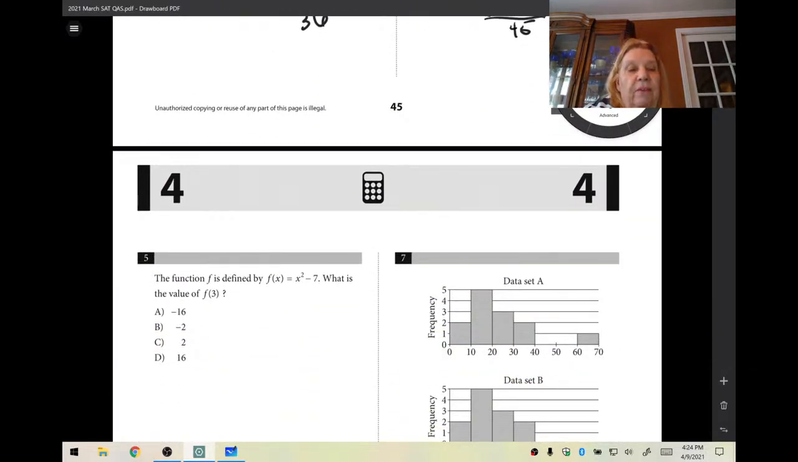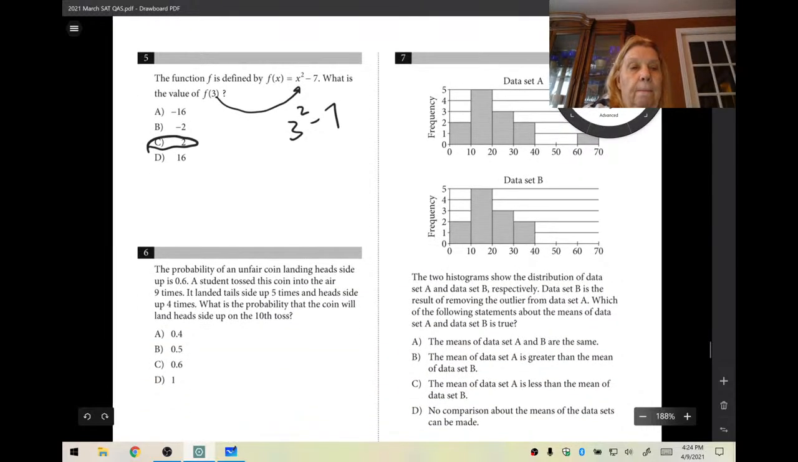Number 5. The function f is defined by f of x equals x squared minus 7. We just put 3 in for x. 3 squared is 9, minus 7 will just be 2. Then number 6, sort of a crazy one.